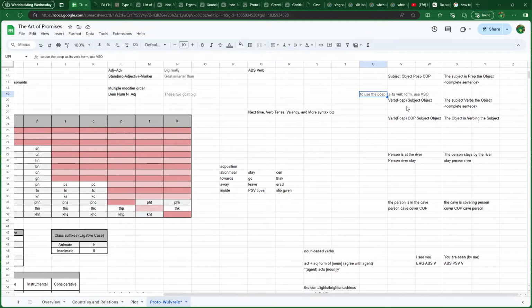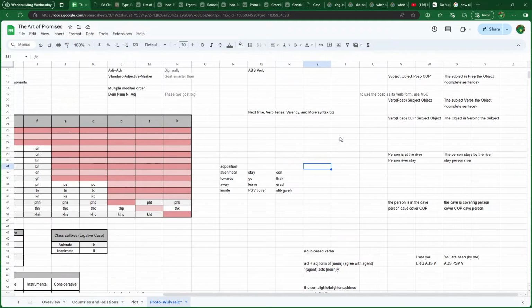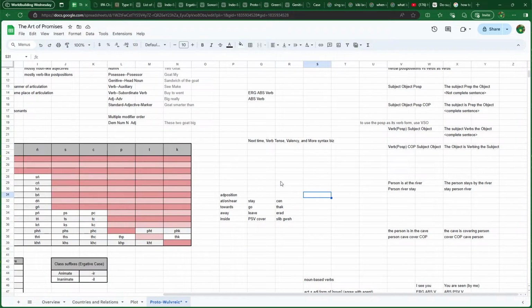To use the postposition as its verb form, basically instead of it meaning at or on, it just means stay. So the subject stays the object. Or leaves for the object. But the only thing there, right, is that stay is an intransitive verb.